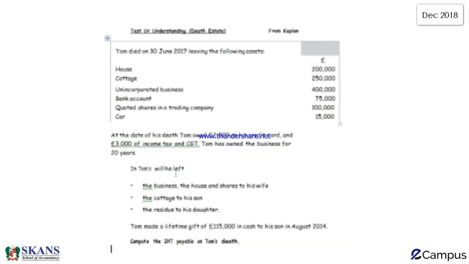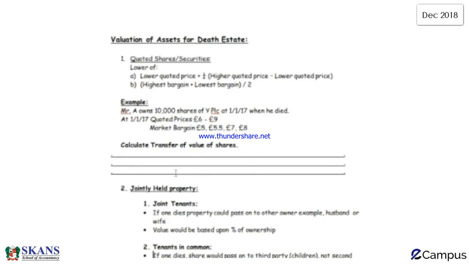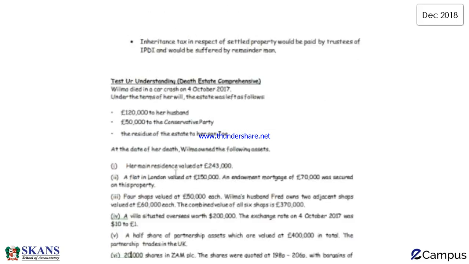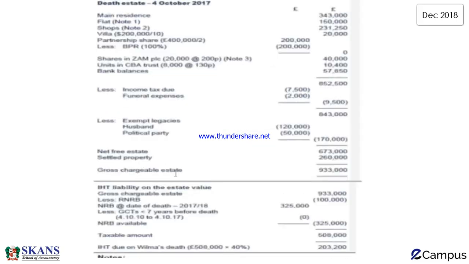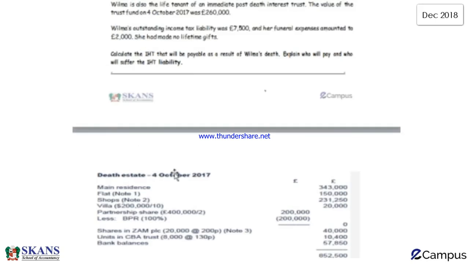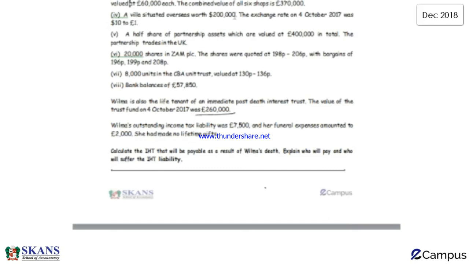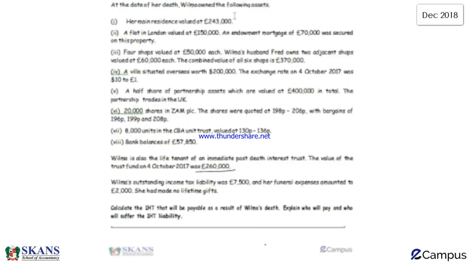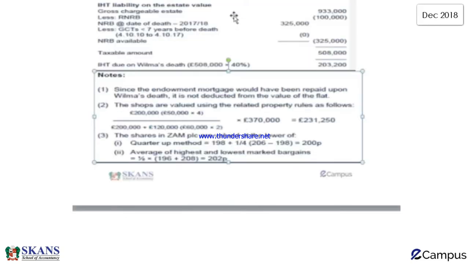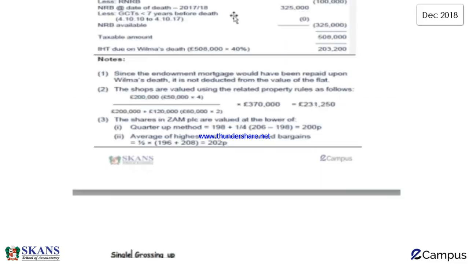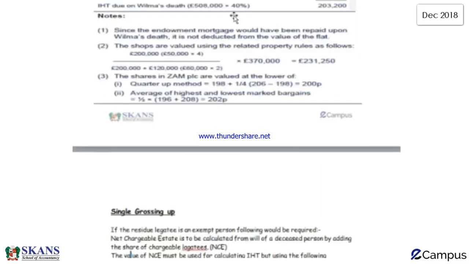Well, the other important topics in the death estate which you might consider: if you want to know how to apply a basic level of question and how to consider settled property, I have given an example over here with its solution. You can give it a good reading in order to know whether things are smooth or not.